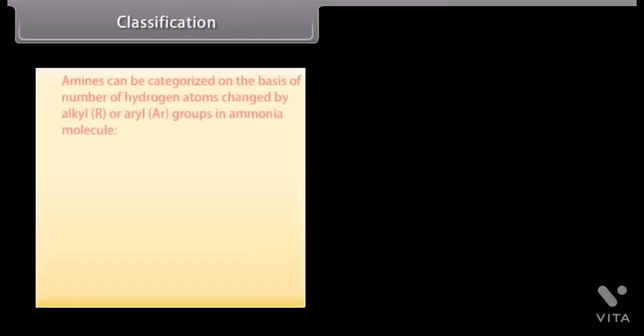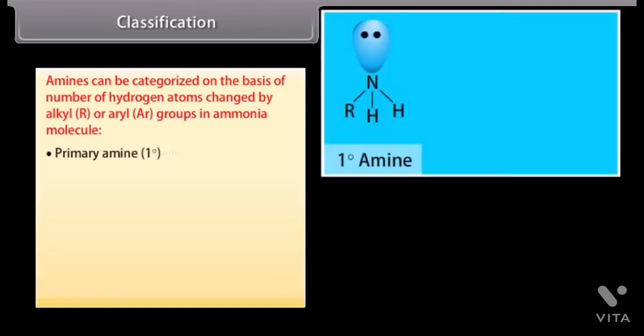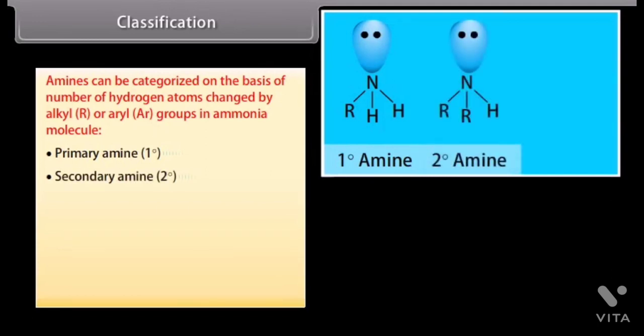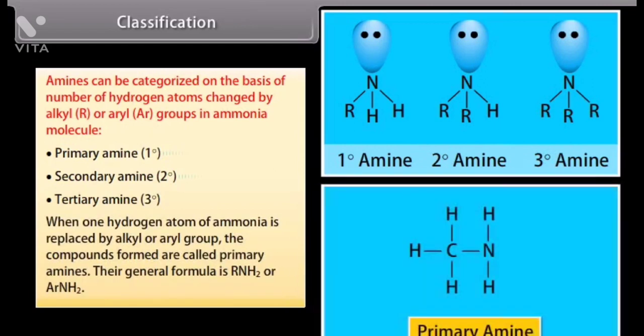Classification. Amines can be categorized on the basis of number of hydrogen atoms changed by alkyl or aryl groups in ammonia molecule: primary amine, that is 1 degree, secondary amine, that is 2 degree, and tertiary amine, that is 3 degree. When one hydrogen atom of ammonia is replaced by alkyl or aryl group, the compounds formed are called primary amines. Their general formula is RNH2 or ArNH2.